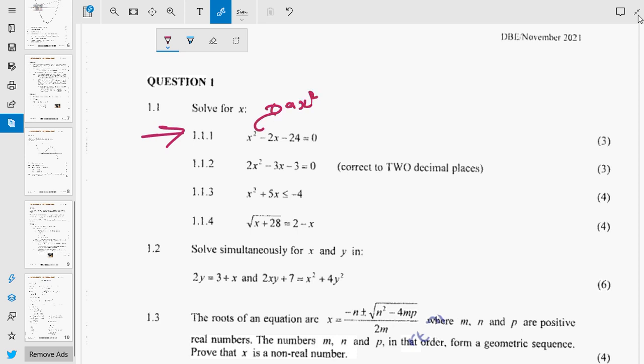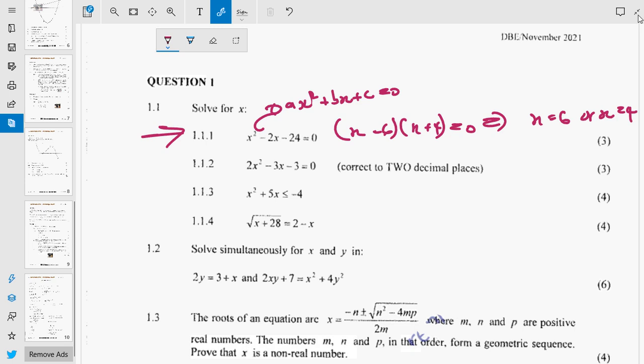And good news here, it is already in the form ax squared plus bx plus c is equal to 0. So all you need to do is to factorize and find your solution. If you factorize here, you're going to have (x minus 6)(x plus 4) is equal to 0. Then that means that x is equal to 6 or x is equal to 4. That is your solution. That was very straightforward.